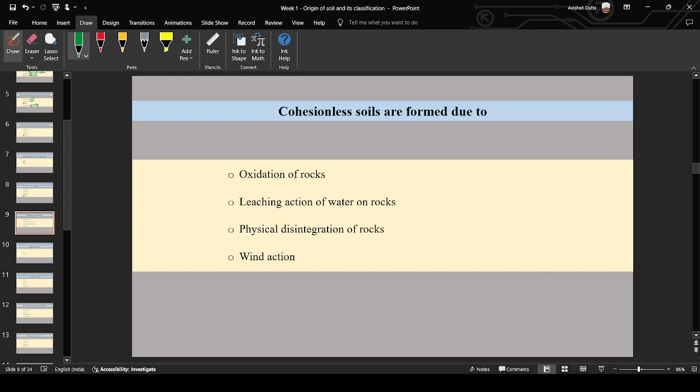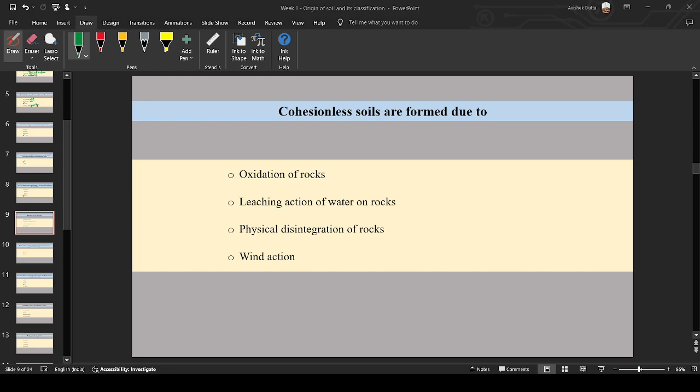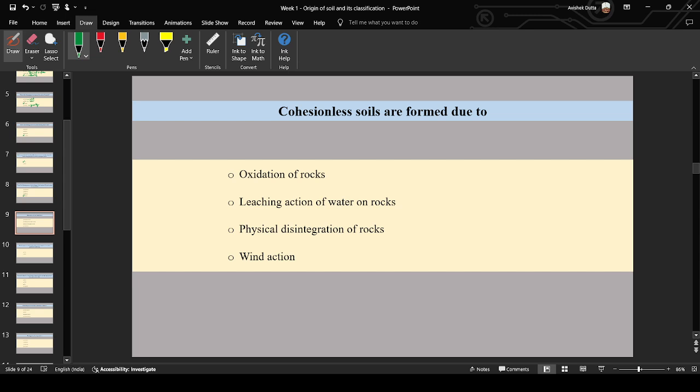Cohesionless soils are formed due to. First of all, we have to understand what we mean by cohesionless soils. Cohesionless soils are the soils where the cohesive force is zero. It means cohesion, or the interparticle attractive forces in the soil mass, is zero or very negligible. If it is not zero, it is very negligible and can be ignored. These types of soil are generally coarse grained soils like sand and gravels.